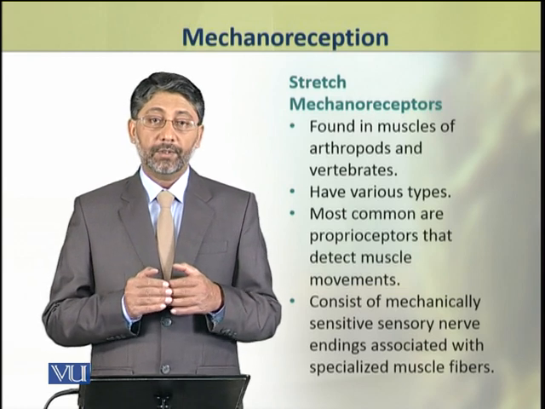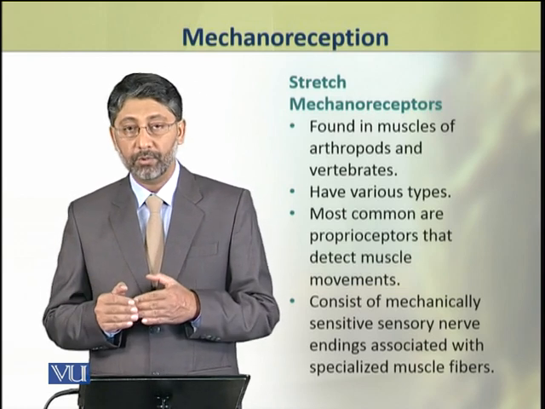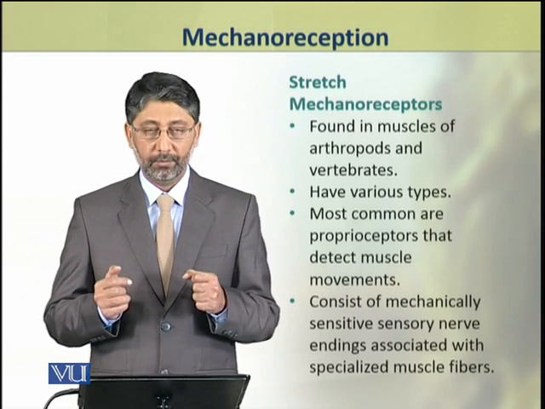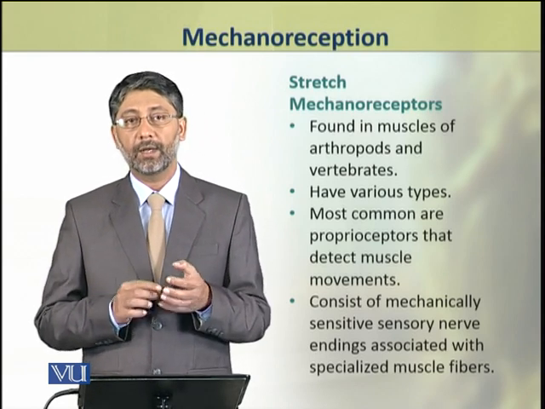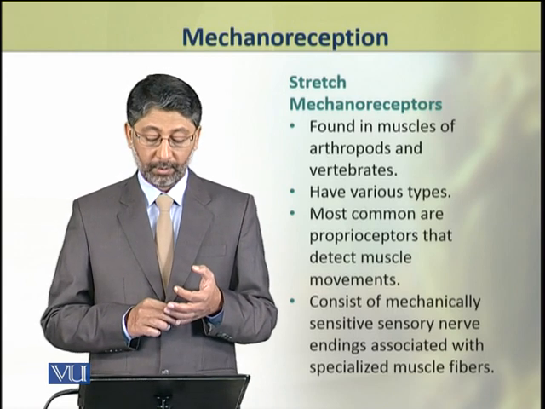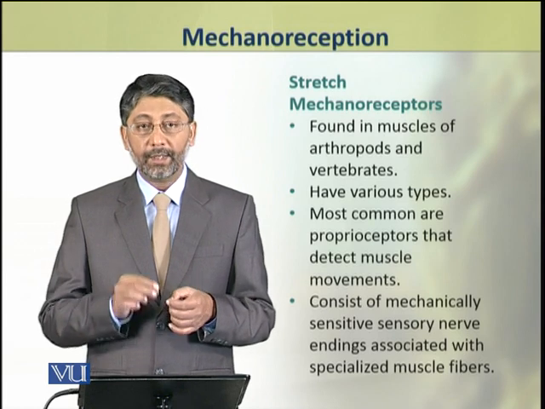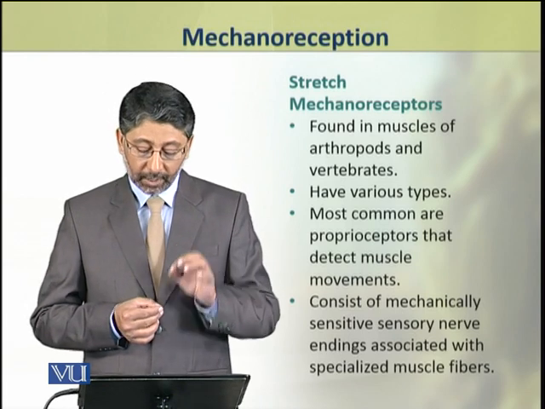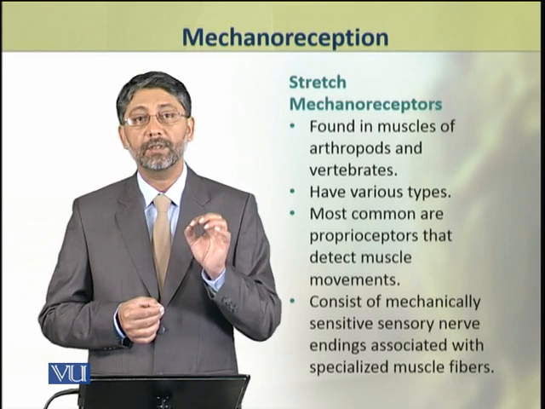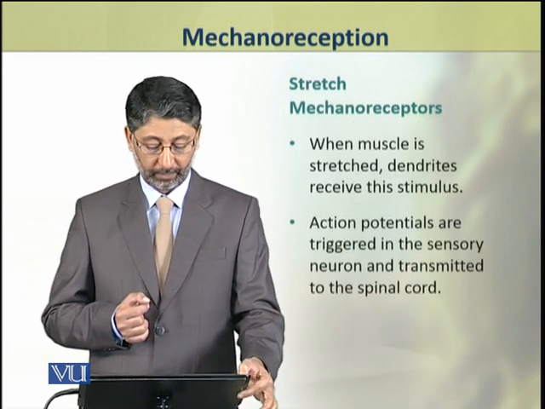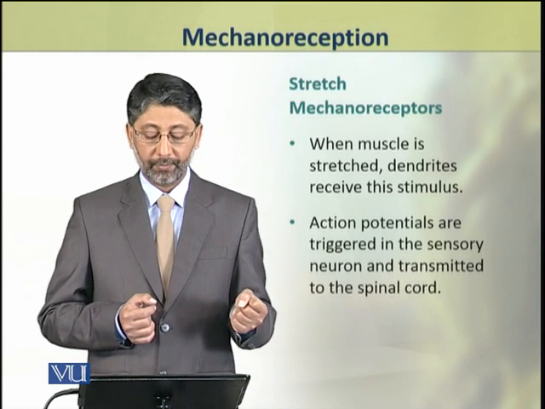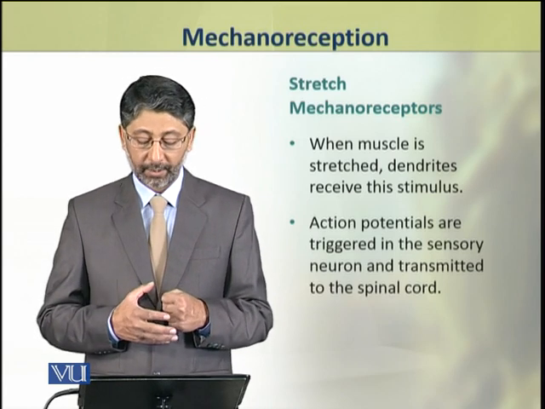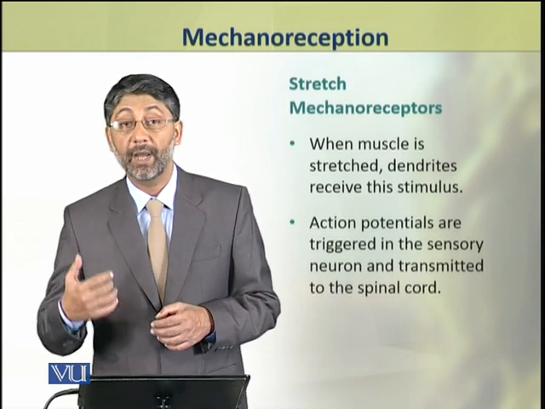These stretch mechanoreceptors are found in the muscles of arthropods and vertebrates. They have various types. Most common of the stretch receptors are called proprioceptors. These proprioceptors detect muscle movements. They consist of mechanically sensitive nerve endings associated with specialized muscle fibers. When a muscle is stretched, dendrites receive this stimulus. As a result, action potentials are triggered in the sensory neurons and transmitted to the spinal cord.